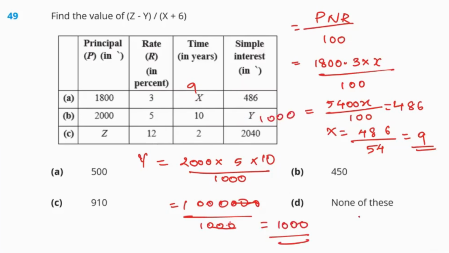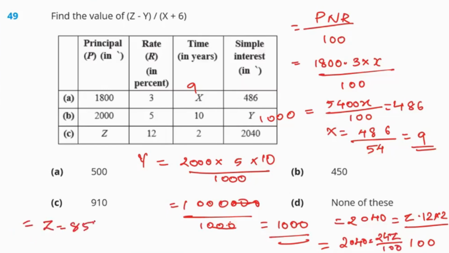And in the case of z, we have to find out the principal amount. So the principal amount we get: 2040 is the simple interest, z into 12 into 2 divided by 100, which is equal to 2040 equals 24 z by 100, so we will get z as 8500. So we get all the values.